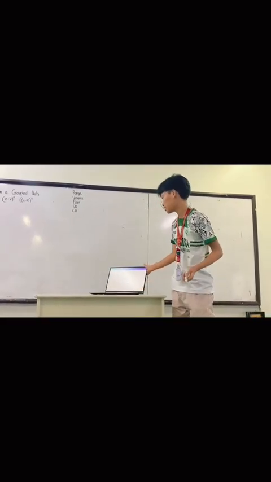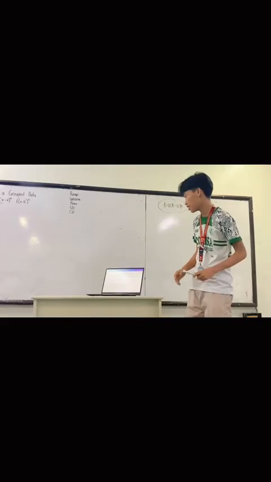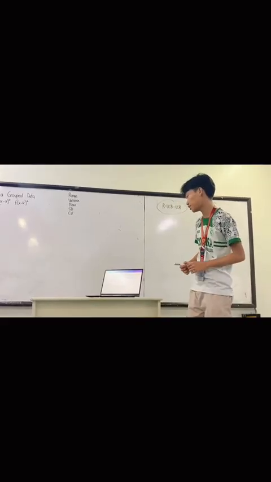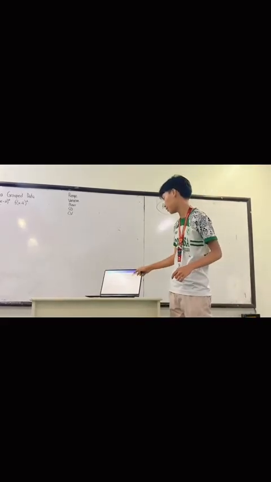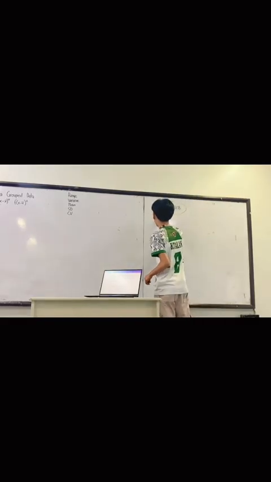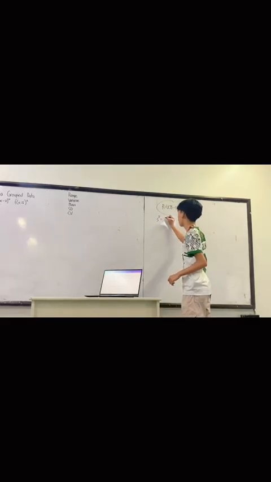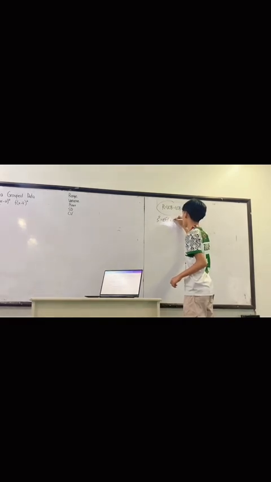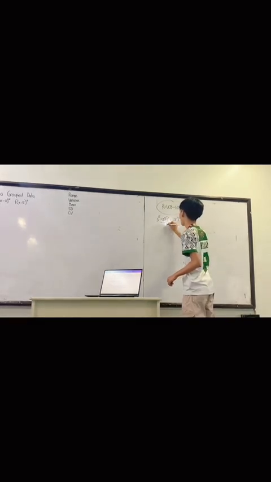Number 2, let's discuss the variance. The variance measures the average squared deviation of each data point from the mean. And our formula for the variance is S squared equals the sum of f times x minus the mean, squared, over n minus 1.